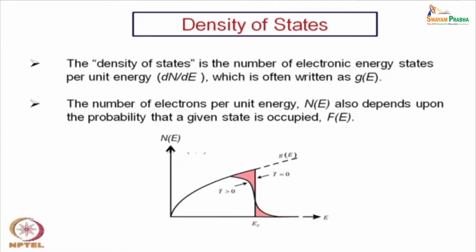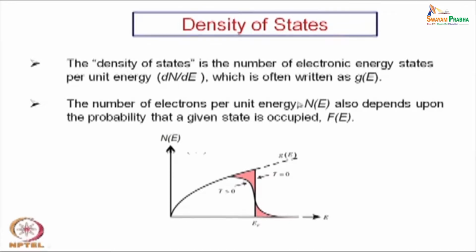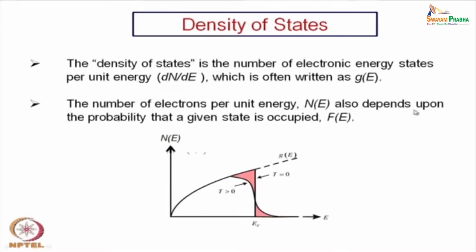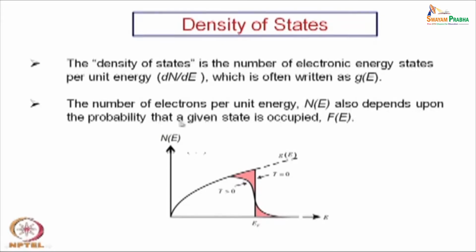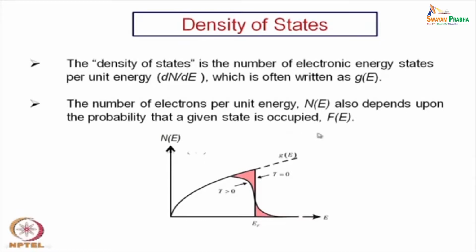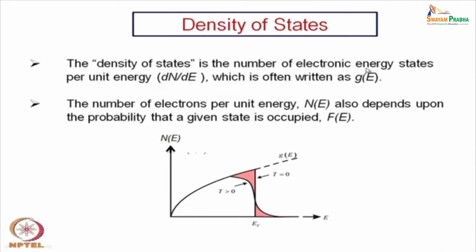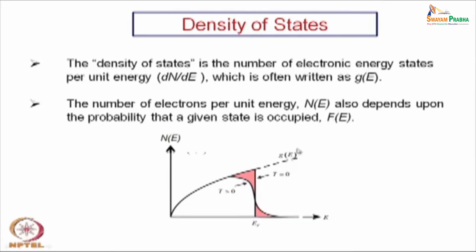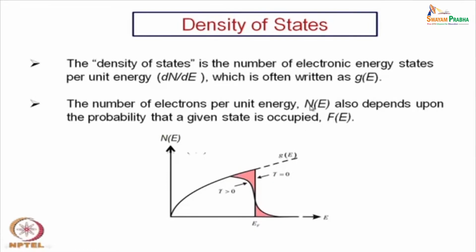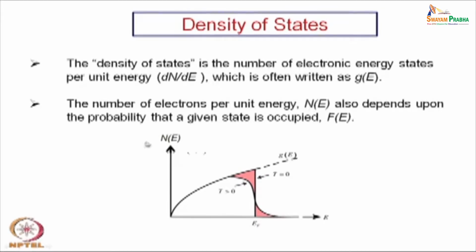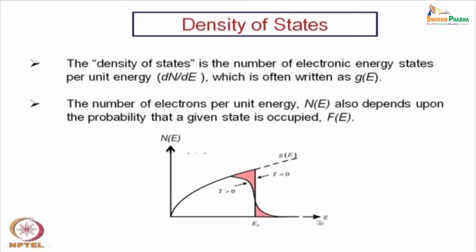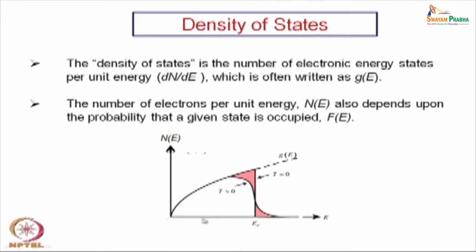What is the total number of electrons at any particular energy level? N(E) also depends upon the probability that a given state is occupied, that is F(E), the Fermi-Dirac statistics. So, it is basically G(E) multiplied by F(E) that becomes N(E). So, this is your N(E), once again this is the energy scale, and this is N(E).